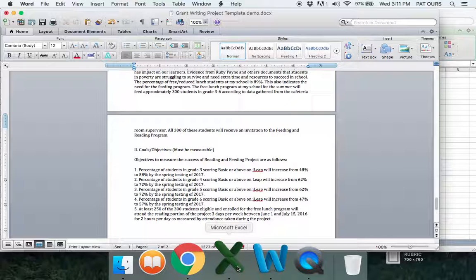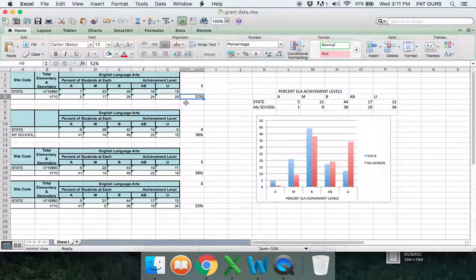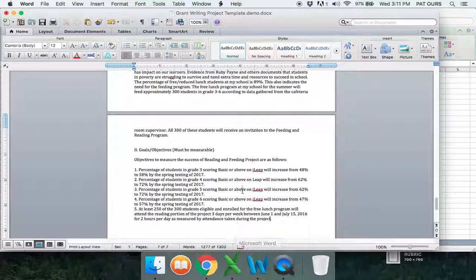So let's go back. What did I do? I took the number of kids, 48%, that are scoring basic and above. If you add these together, you should get 48%. And I said, okay, I think I can increase that by 10 percentage points. So I'm going to shoot for 58%. That'll get this below 50. So that's what I did. I decided that 10 percentage points was going to be my data spread. So I did that for all of them.